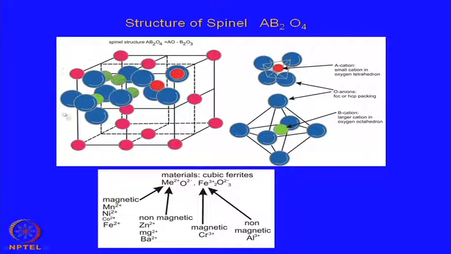Now, this structure looks a little complex, but actually there are 8 units of the cube. If you look carefully, you will find 8 units of the cube. In the spinel structure there are two types of spinel structures available, not one type. This is one type where all the A ions go to the tetrahedral site and all the B ions go to the octahedral site. This is what is called the normal spinel. MgAl2O4 actually has a normal spinel structure.